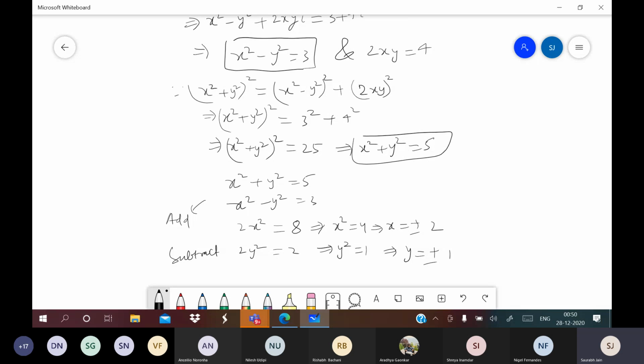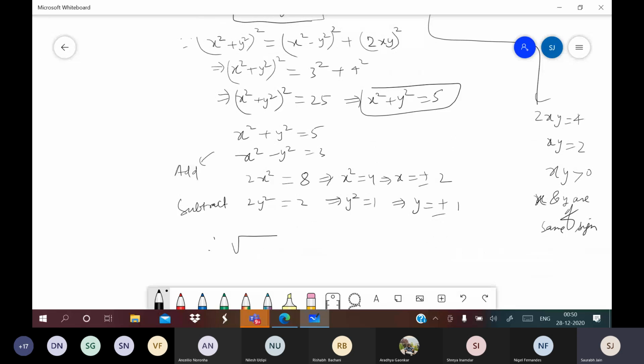Now I told you about this step, no? 2xy is 4, xy is 2, xy is positive. Xy is 2 means that xy is greater than 0. This means x and y are of same sign. So once again a similar question, they are of same sign.